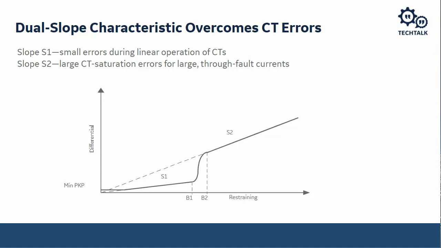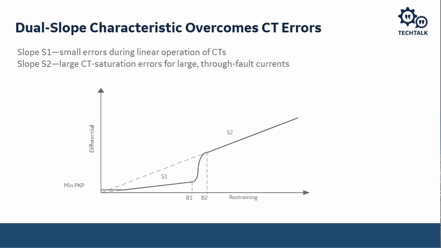The way that the dual slope overcomes these CT errors is that slope 1 handles small errors in CTs. CTs aren't perfect, they're not identical between all of them, so you will have some sort of differential current even when there isn't any, just because of the nature of the CT. But that first slope takes care of that. You'll be below the pickup and be blocked. When we get saturation, we need to increase our restraint area, and slope 2 accommodates that.